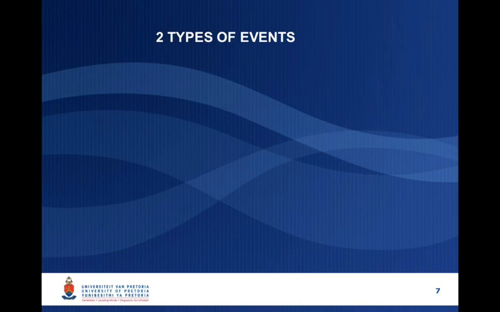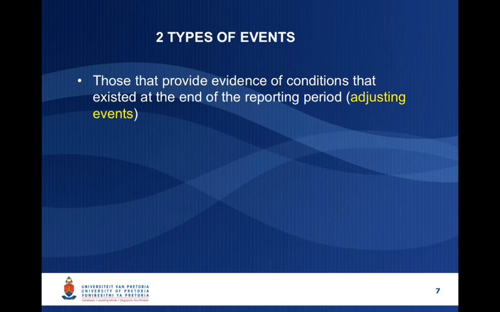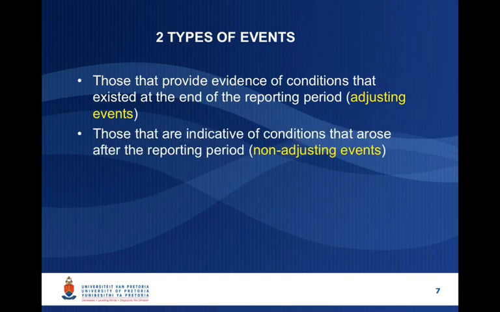Then you have two types of events. If you look in IAS 10, the first one is those that provide evidence of conditions that existed at the end of the reporting period. That is adjusting events. That means that some of the conditions already existed at the end of the reporting period. And then the other type is non-adjusting events. That is events or conditions that arose after the reporting period. That means at the end of the reporting period, it did not exist.